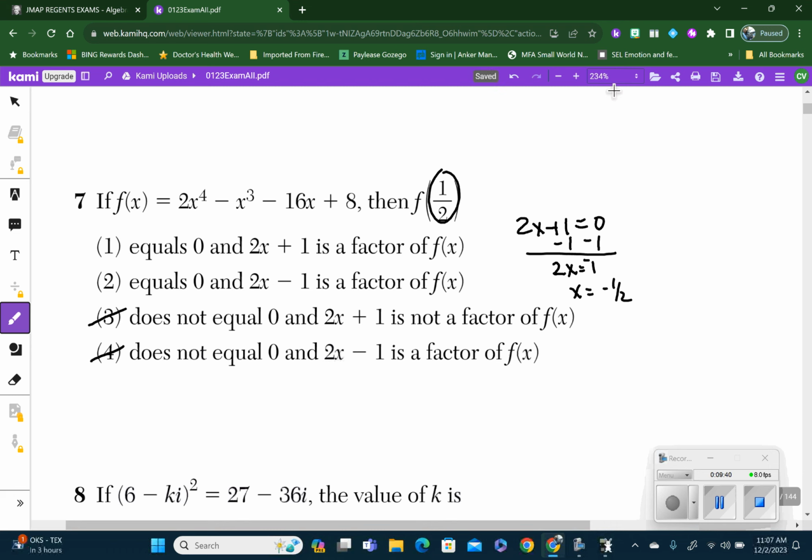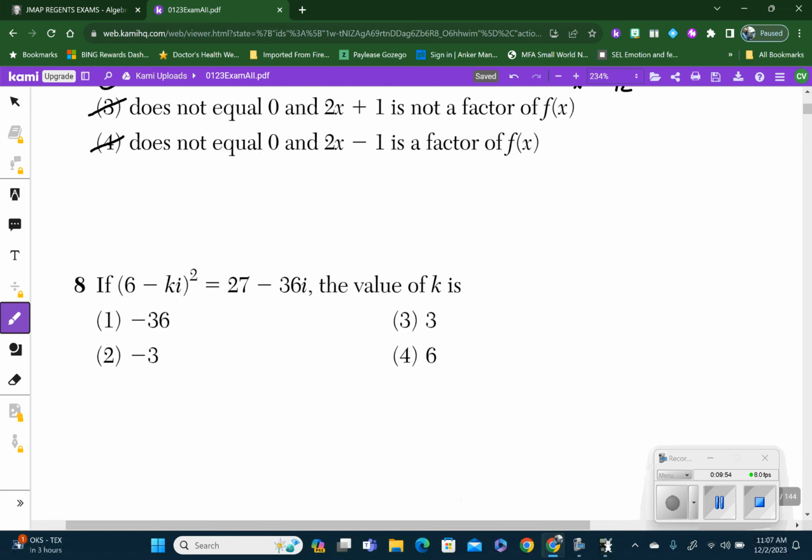So it's not going to be 2x plus 1, it's going to be 2x minus 1, and I can prove that for you, right? 2x minus 1 equals 0, add 1 to both sides, divide by 2, and you get x equals 1/2. So that does work. So the answer is 2. All right.